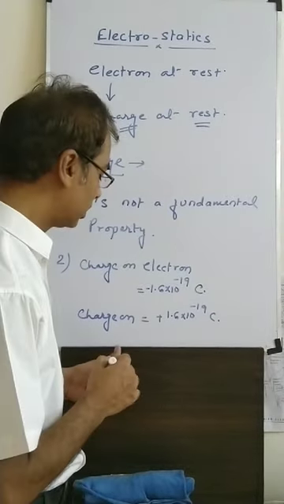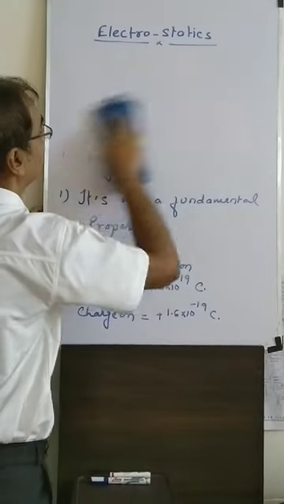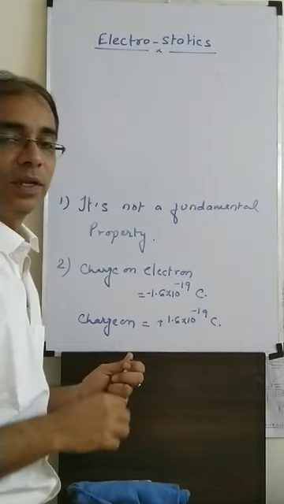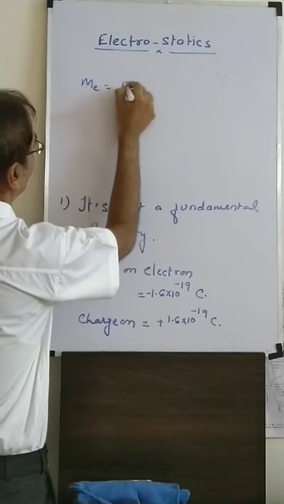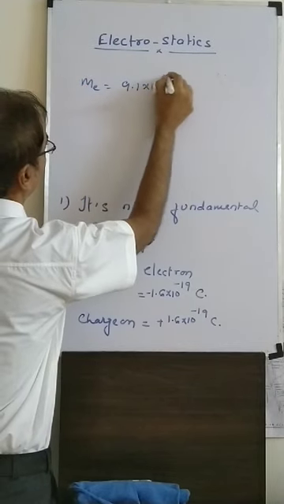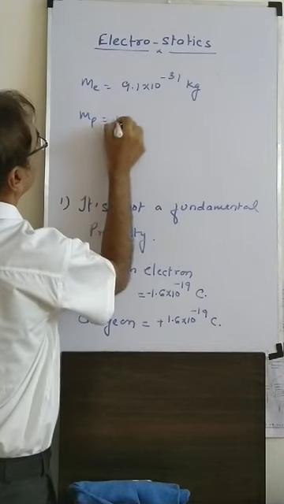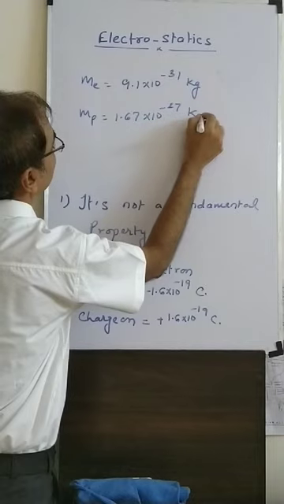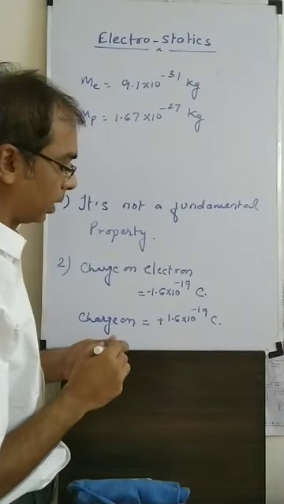What are the masses of these particles? Do they have mass? Yes, they have mass, because every particle, every object, every constituent is having mass. What is mass of electron? Mass of electron is 9.1 into 10 to the power minus 31 kg, and mass of proton is 1.67 into 10 to the power minus 27 kg. Okay, these are about the basic particles.